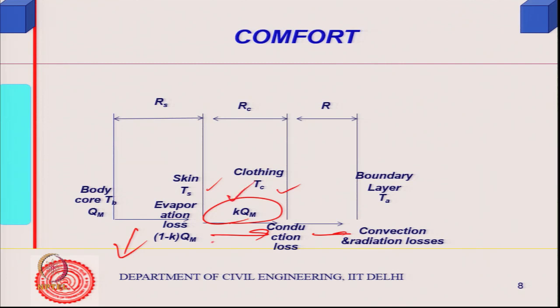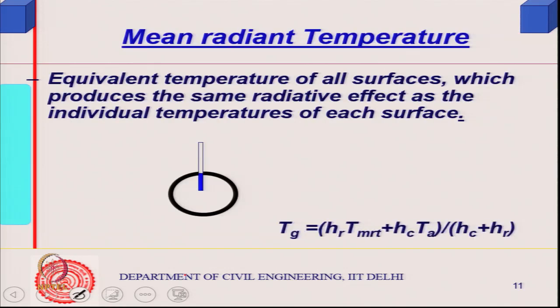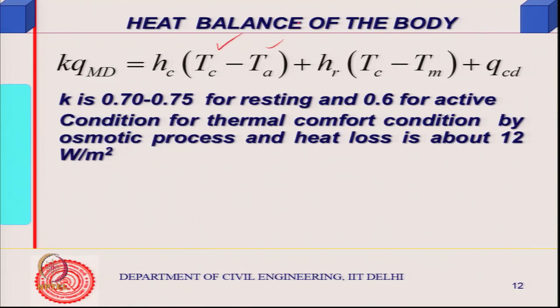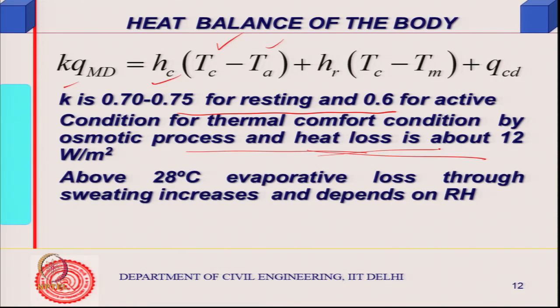So, this K would depend upon how much is being lost from the body by various mechanisms. Tc was the clothing, Ta is the outside, Hc is that one, and K depends upon your type of activity. So, the condition for thermal comfort by osmotic process, loss can be there, and it's about 12 watt per meter square or so, whatever it is. The values are not very important.